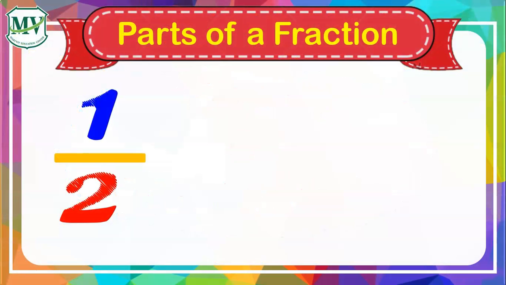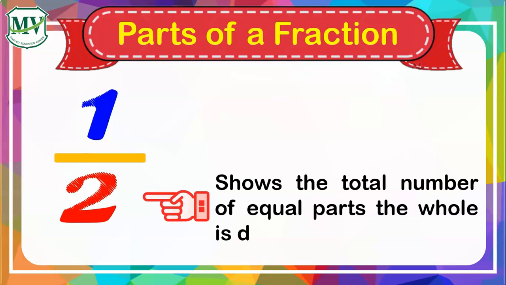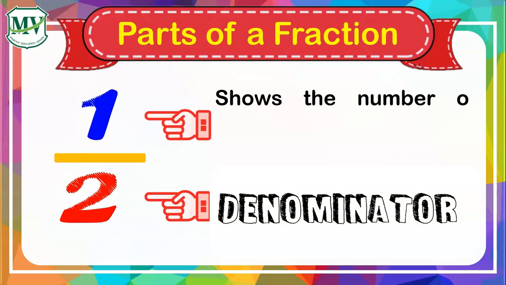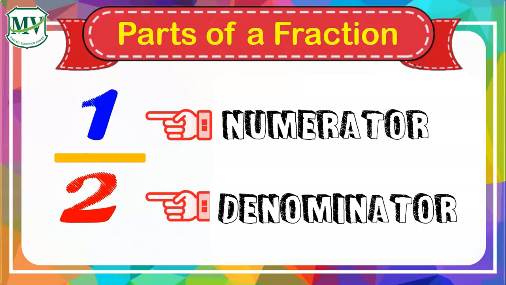Let's review the parts of a fraction. We know that a fraction has two parts. The number written below the line in the fraction tells us the total number of equal parts the whole is divided into. This number is called the denominator. The number written above the line tells us the number of equal parts we want to refer to. This one is called the numerator.